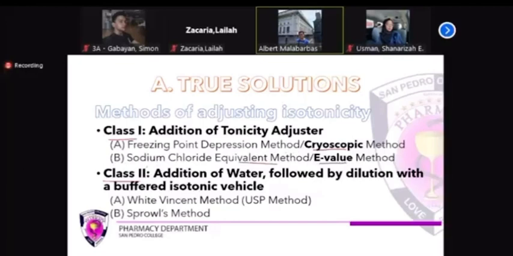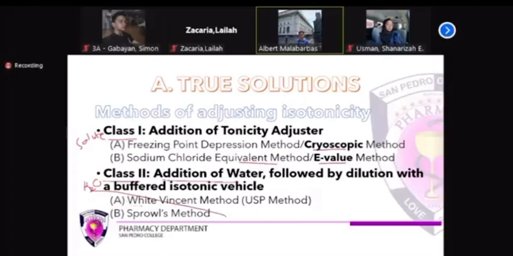For class 2, it involves the addition of water followed by dilution with a buffered isotonic vehicle. Ang class 2, it refers to the addition of water para siya maging isotonic. Ang class 1, mag-add kag solute. Ang class 2, mag-add ka og water para maging isotonic. Ang class 1, ginagawa siya for hypotonic, kay kulang ka og solute. For class 2, ginagawa siya for hypertonic, kay sobra ka og solute, hyper man. So you need to add more solvent or water para ma-dilute siya para siya maging isotonic.